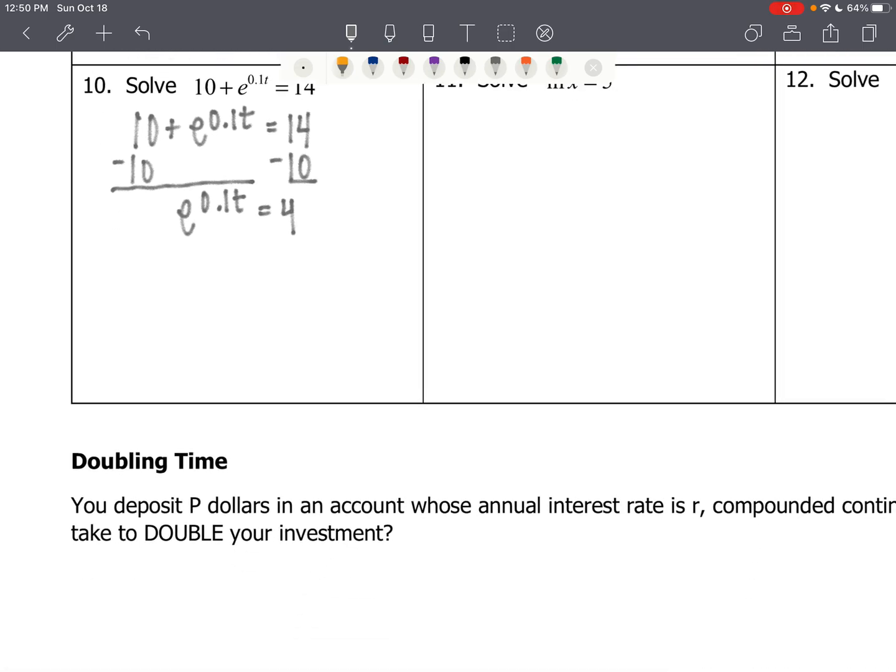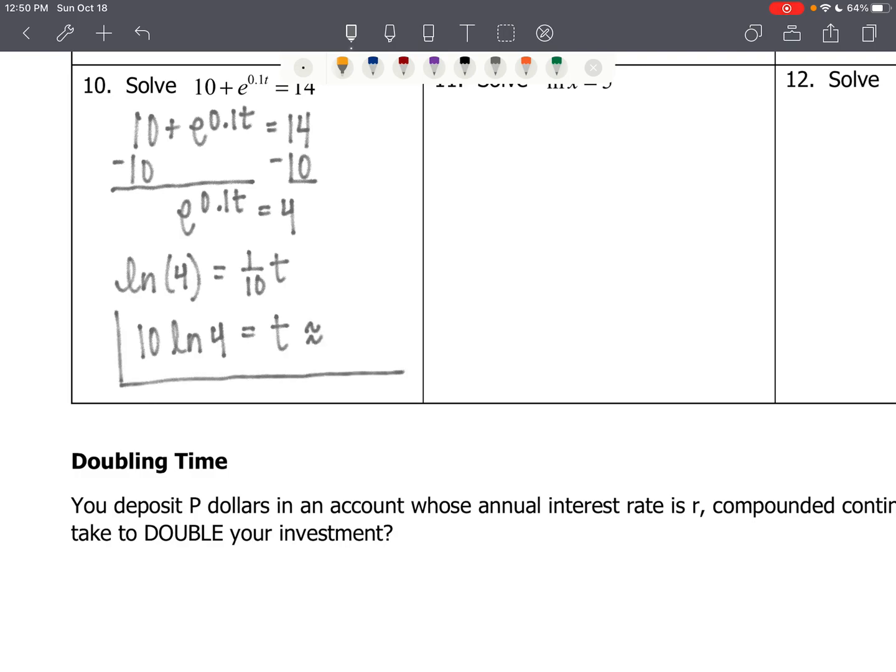And now I would write in log form, log base e, which is the natural log, of 4 is equal to 1/10 t. And 1/10 t, we're going to have to multiply both sides by 10. So I'd have 10 times the natural log of 4 is equal to t. And if I put that into my calculator, I get approximately, so I'm giving you a second to do that, 13.863-ish. If you got 13.863-ish, you did fantastic.